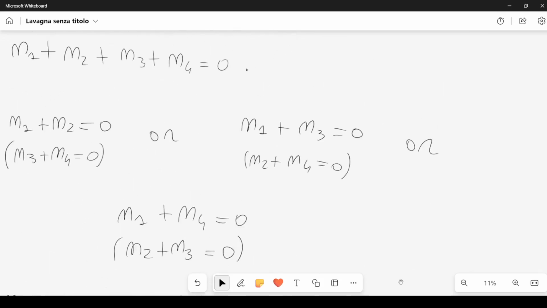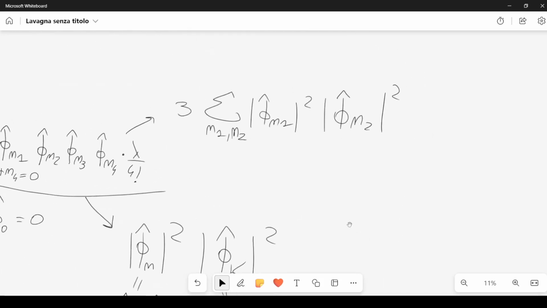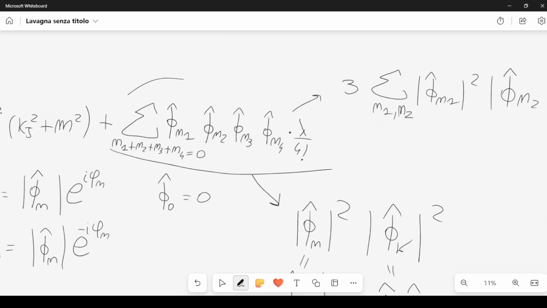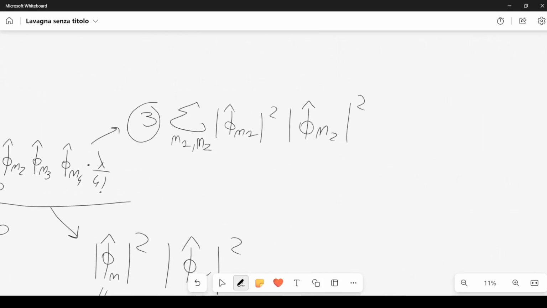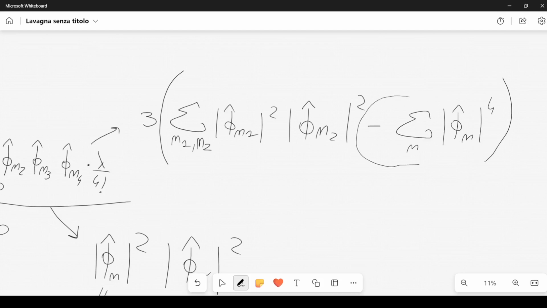So this basically means that the result of the summation will not be exactly equal to this, but we have some correction to make. In particular, these three will remain there. And we have this summation, but we have to subtract the summation over n of mod phi hat sub n to the fourth, like this. So when we subtract this, you can see that here we are considering the indices of the same absolute value.